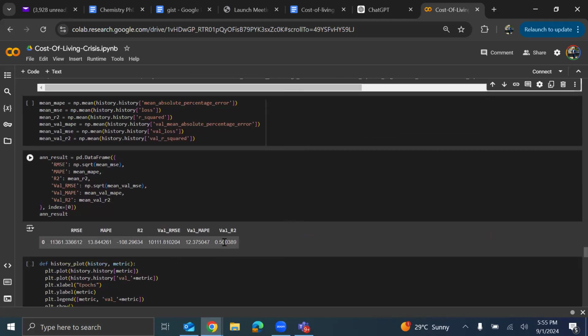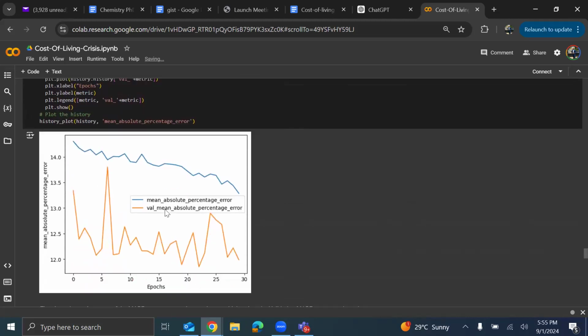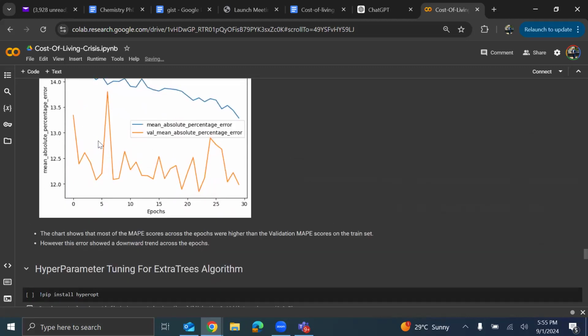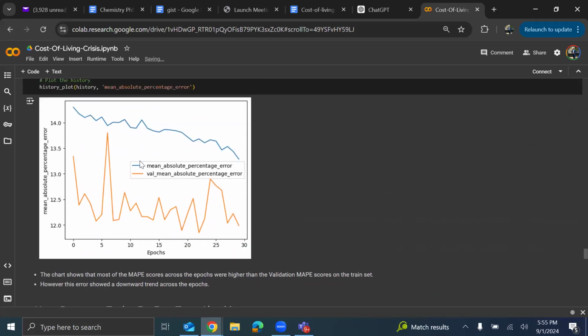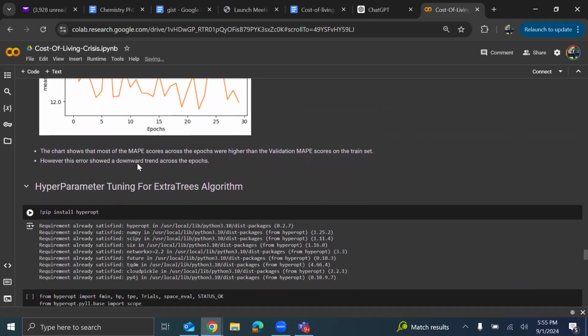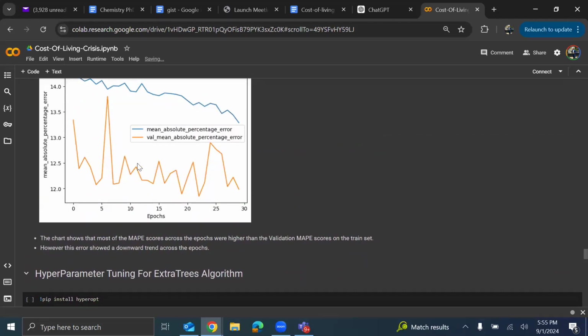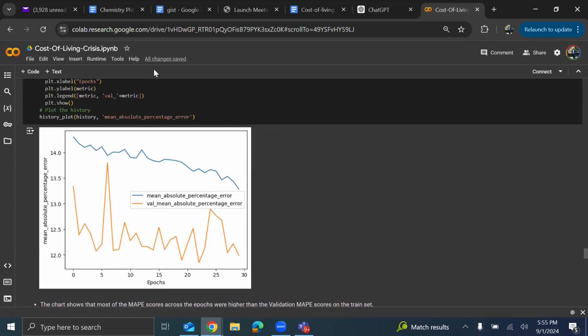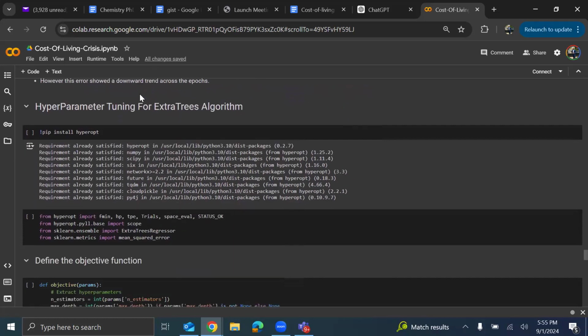And then you can see that performance is not really good, right? And the mean percentage error tends to overfit itself. So I knew that I may not be able to do well with this, so I decided to go back to hyperparameter tuning.